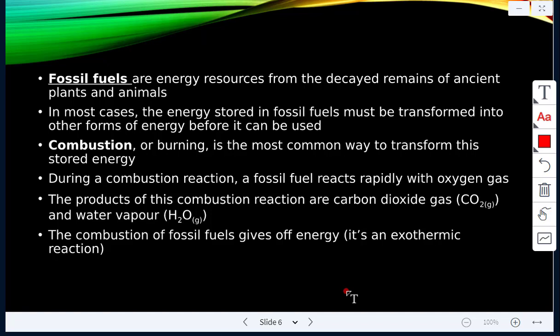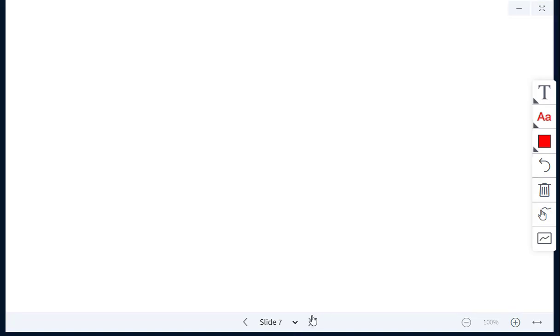So basically what's happening is during a combustion reaction, we know that we need oxygen gas. The fossil fuel reacts rapidly with oxygen gas, and it produces carbon dioxide gas and water vapor, as well as giving off energy. All right, it's an exothermic reaction. So in the process, you take that fossil fuel, it's reacting with oxygen, and it's producing carbon dioxide gas, water vapor, as well as giving off lots of energy.